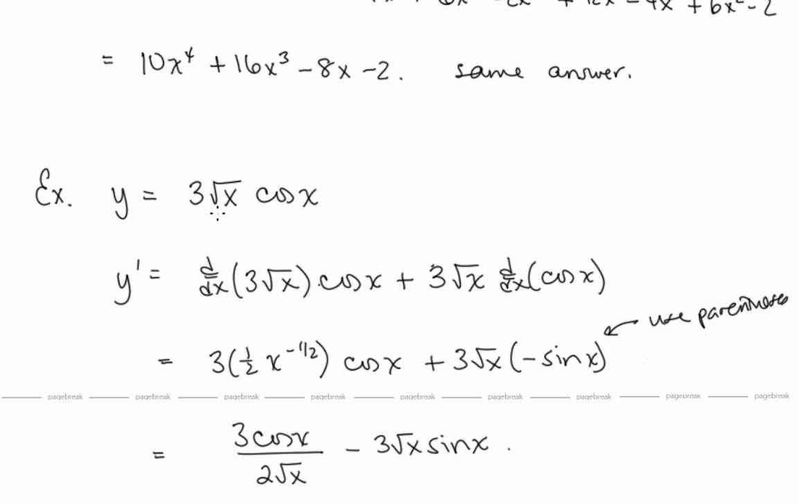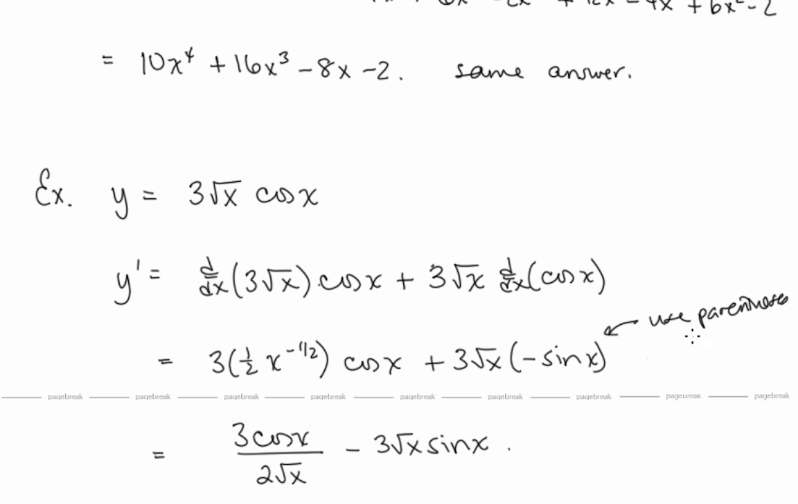y equals 3 radical x cosine x. So here I'm going to consider 3 radical x my first function and cosine x my second function. So the product rule says take the derivative of 3 radical x, multiply that by cosine x, plus 3 radical x times the derivative of cosine x. So 3 radical x we know is 3 times x to the 1/2. So its derivative is going to have a constant multiple of 3, and then 1/2 x to the negative 1/2 power. And the derivative here of cosine x is negative sine x.